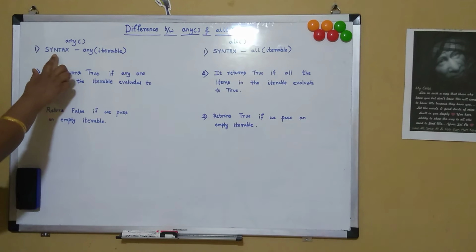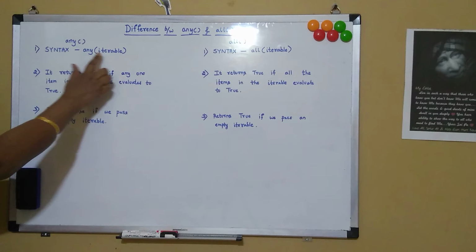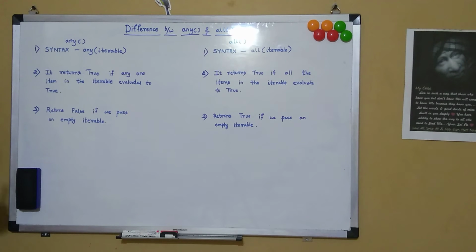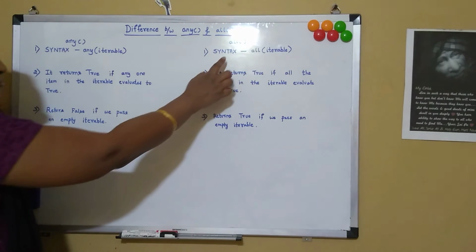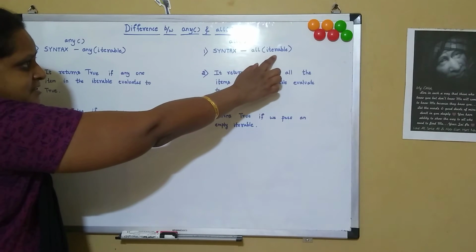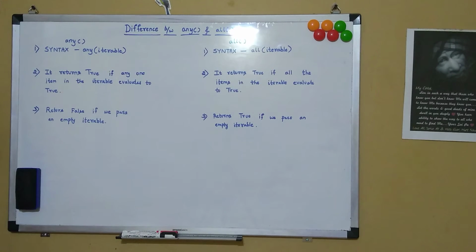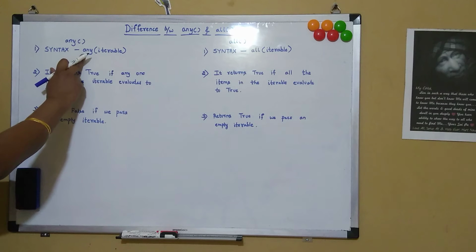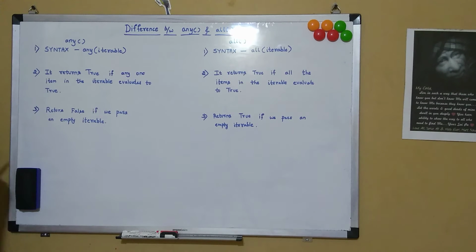So the syntax for the any built-in function is any, and we have to pass an iterable. As we saw, an iterable can be a list, a tuple, a set, dictionary or a string. Even for all, we have to pass an iterable. All function within parenthesis, we have to pass the iterable, which can again be a list, tuple, set, string or dictionary. And if we pass an iterable to the any function, what does it return?